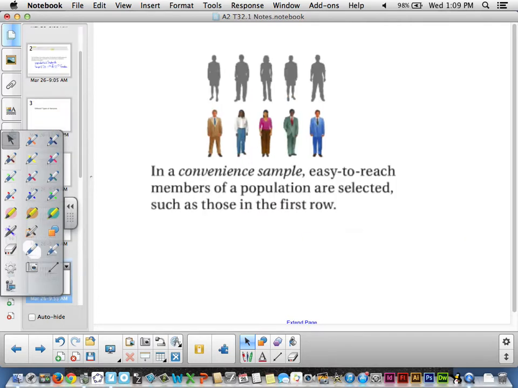Another one is a convenience sample. That's where you use easy-to-reach members of a population. Example, just asking those right next to me in the front row, how'd you do on the homework? Another example, waiting in line at the gas station, taking the first 10 people that I meet, and asking them a question.